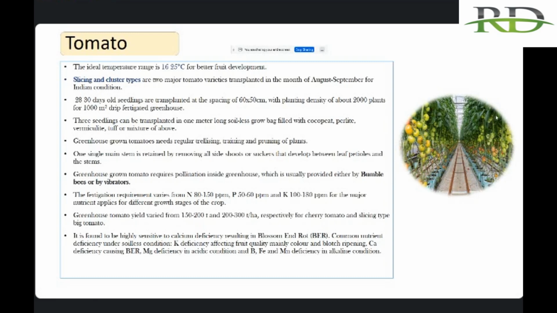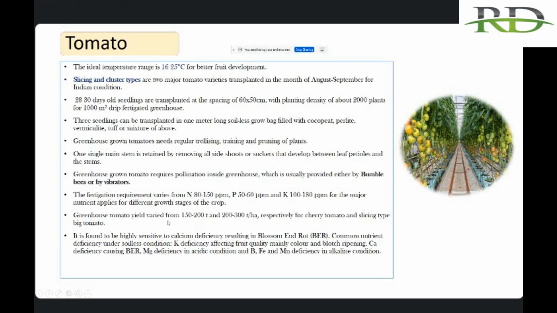so that it can grow vertically. The nutrient, meaning the fertigation requirement, is 80 to 150 ppm of nitrogen, 50 to 60 ppm of phosphorus, and 100 to 180 ppm of potassium. And it varies in different growth stages.